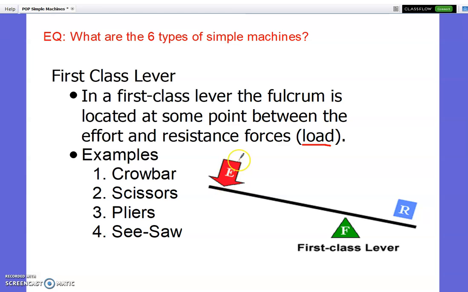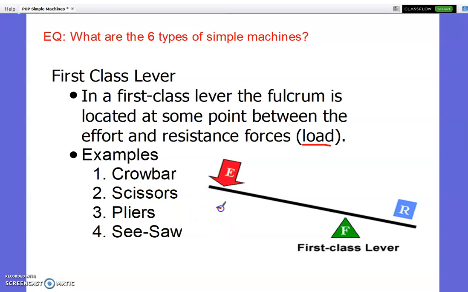So here's where I would apply the force. The fulcrum, that's the part it rotates around, is in the middle. And the object that I'm lifting is on this end. An example would be a crowbar, because we're going to lift the nail on this end. The part it pivots around is in the middle. I'm going to apply a force on the other end.